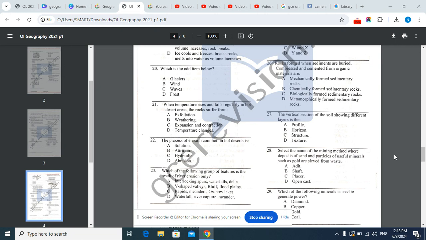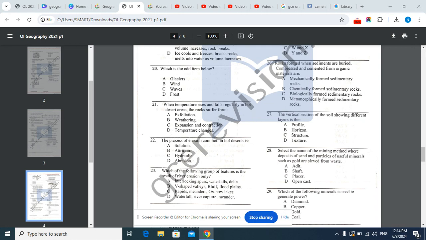Question 28. Select the name of the mining method where deposits of sand and particles of useful minerals such as gold are sieved from waste. The answer is B.